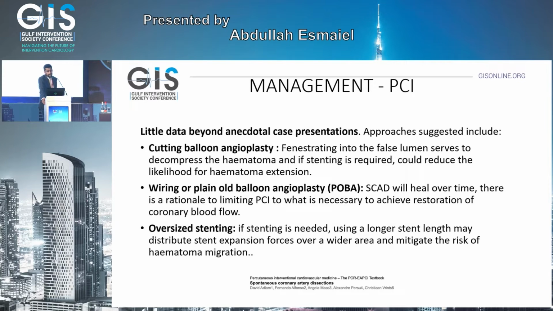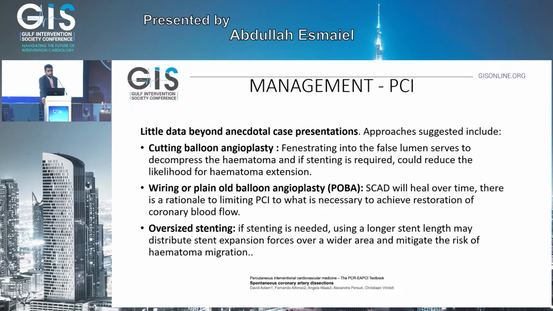best prognosis is with type 1 SCAD, and type 1 SCAD has fenestration between the false and the true lumen. Thereby, we feel that if we decompress the hematoma and create fenestration between the false and true lumen, we will have better outcomes with stenting. That's why we use cutting balloon angioplasty. But we should be careful and use it at low pressure. Sometimes wiring may be enough, or just POBA will be enough. If you have good flow after that, you may decide to stop.